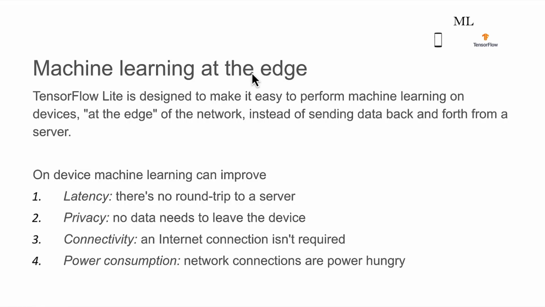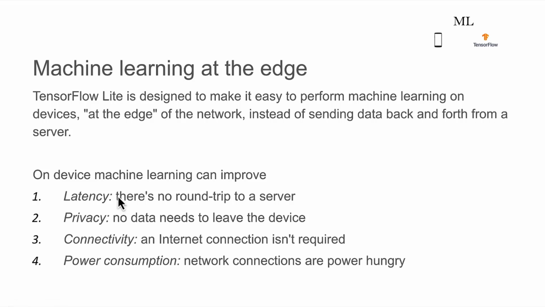And now let's look at the biggest advantage of this library, which is machine learning at the edge. So what does that mean? As mentioned earlier, by using this library we can perform machine learning inside mobile applications without any internet connection. And the reason is that our machine learning model is present in the application itself, so we don't need any internet connection to access that model. This is called on-device machine learning, or machine learning at the edge of the network. And there are a number of advantages of this on-device machine learning.